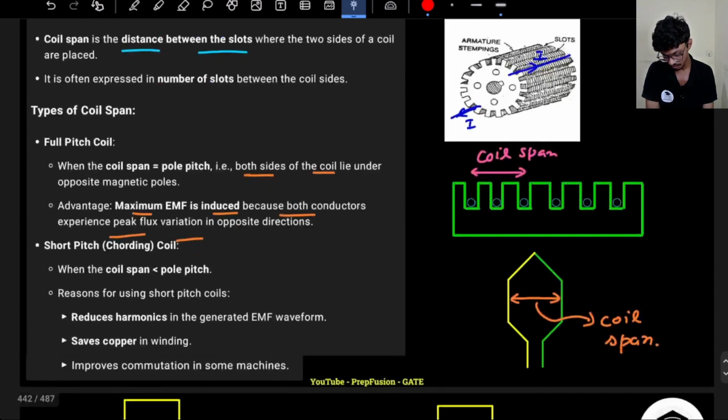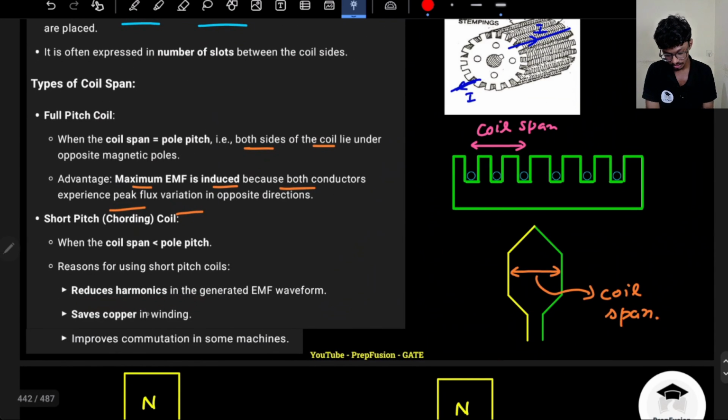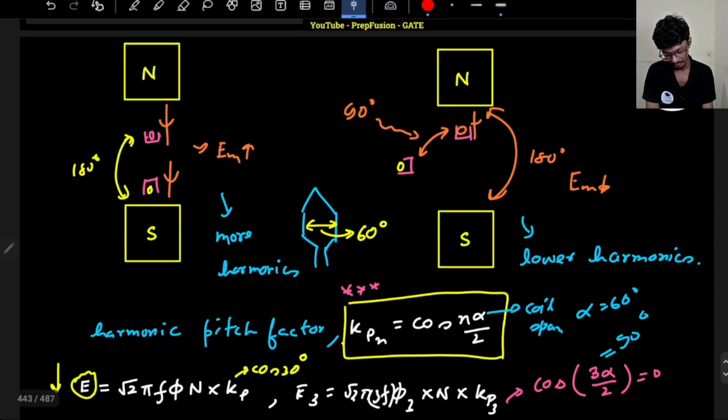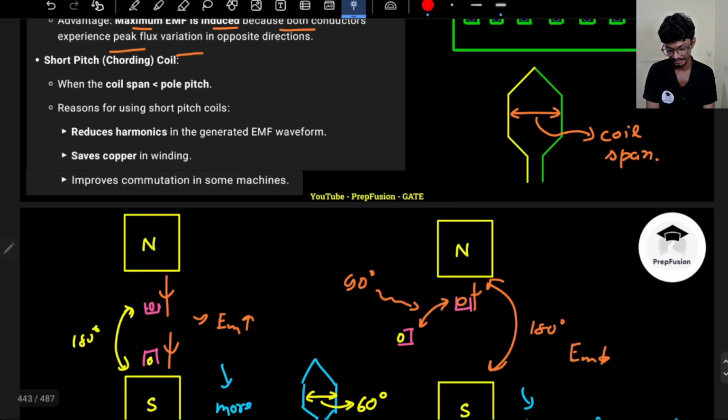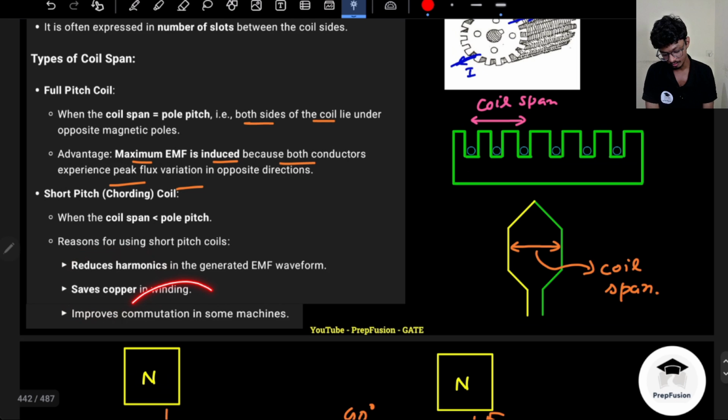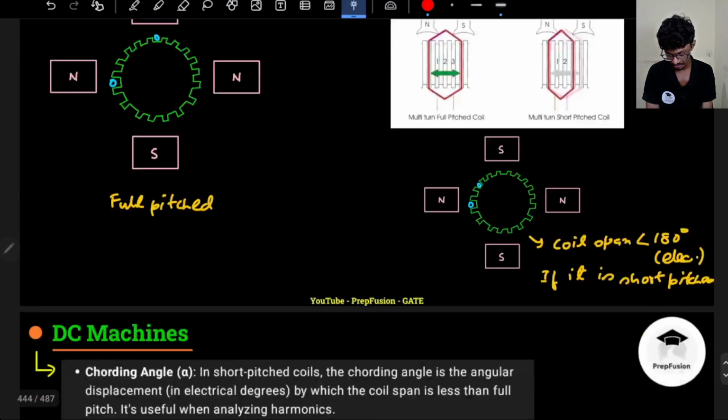So the advantage of short pitch is reducing harmonics. Also, it will save us copper, right? If the coil span is bigger, I will need more copper for the windings. So it will save us copper and improves commutation. In DC machines, it will improve commutation. Okay. So these are the advantages.